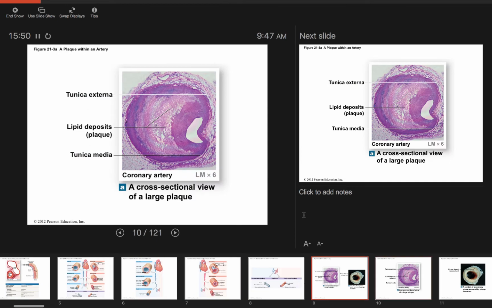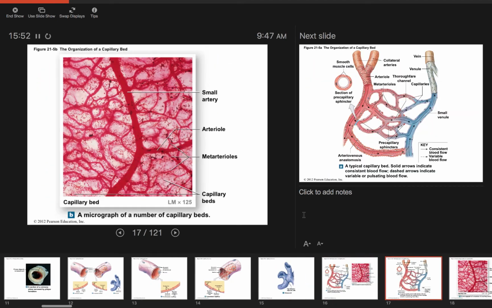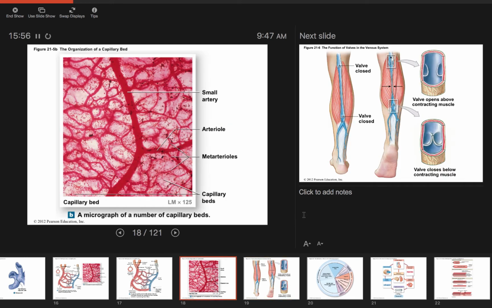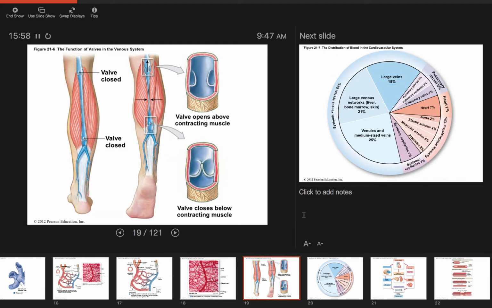Okay, so that's the circuit. Now we have a couple of things that we want to talk about with the veins. With those medium-sized veins that are named, they have these special structures in them that are called valves. Okay? They look a lot like semilunar valves.